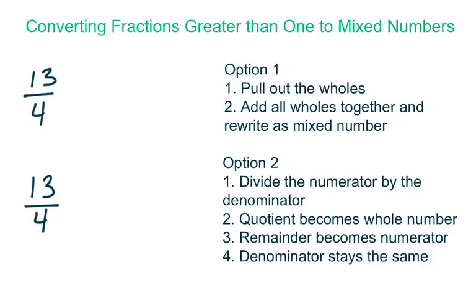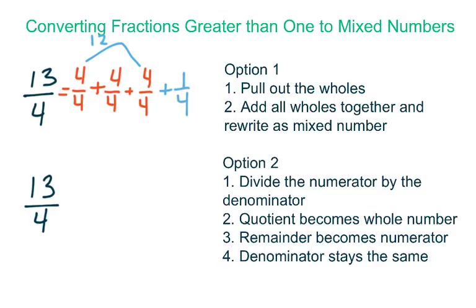Go ahead and give this problem a shot. Either way you want to do it, whether you're pulling out your wholes or you're doing your division. All right, if we're pulling out our wholes, our 4 in our denominator represents our wholes, so 4/4, that would give me 4. 4/4 would give me 8. And another 4/4, that would give me a total of 12 in my numerator, which leaves me with 1 more. I'm going to rewrite these as wholes, so I have 1 whole, 2 wholes, 3 wholes. So when I rewrite this, I have 3 wholes and 1/4.